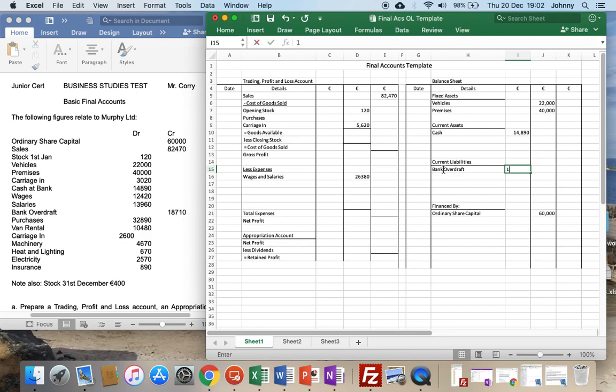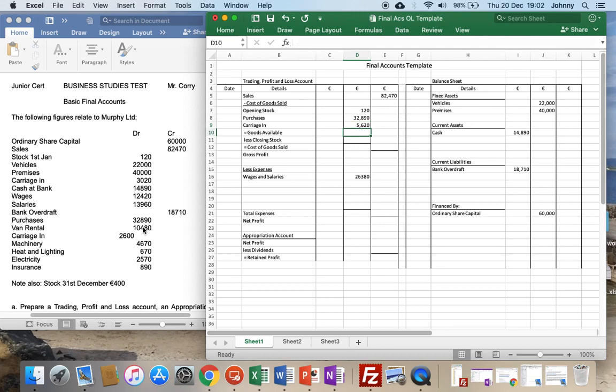And that number is 18,710. Then we've got purchases. Well, purchases is listed up here, 32,890. Now see how by laying out the question first, it makes it easier for us to put the information in.